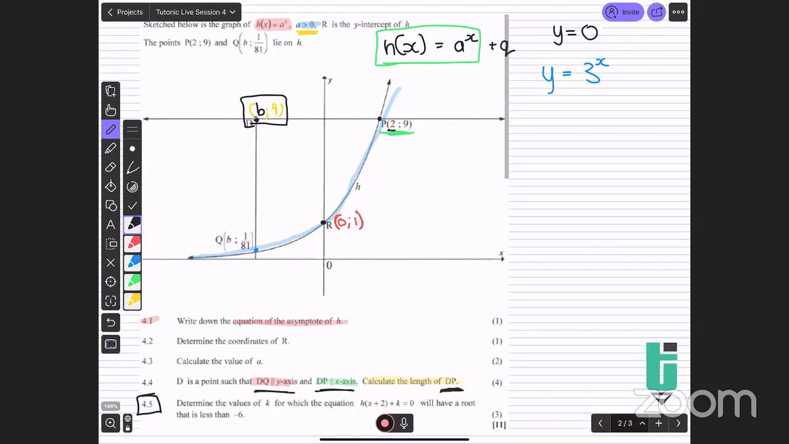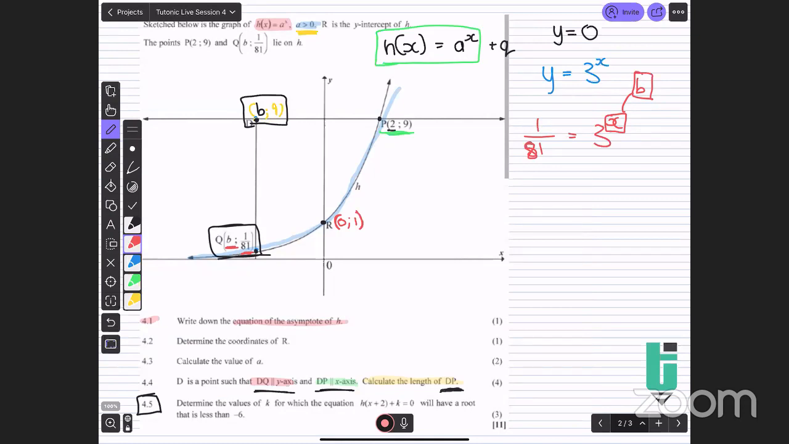So do you agree that all we have to do is work out b, and then say 2 minus b, and that's DP? And we could work out b. Why? Because isn't b on this graph? So we can just substitute 1 over 81 into the equation and solve for x. Because in this case, what is x? It's b. The corresponding x value when y is 1 over 81 is b.